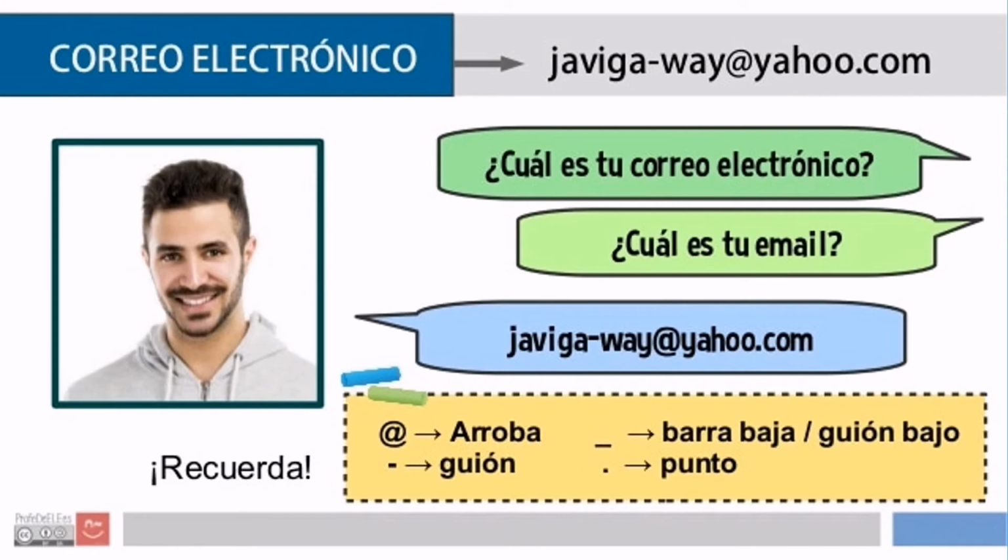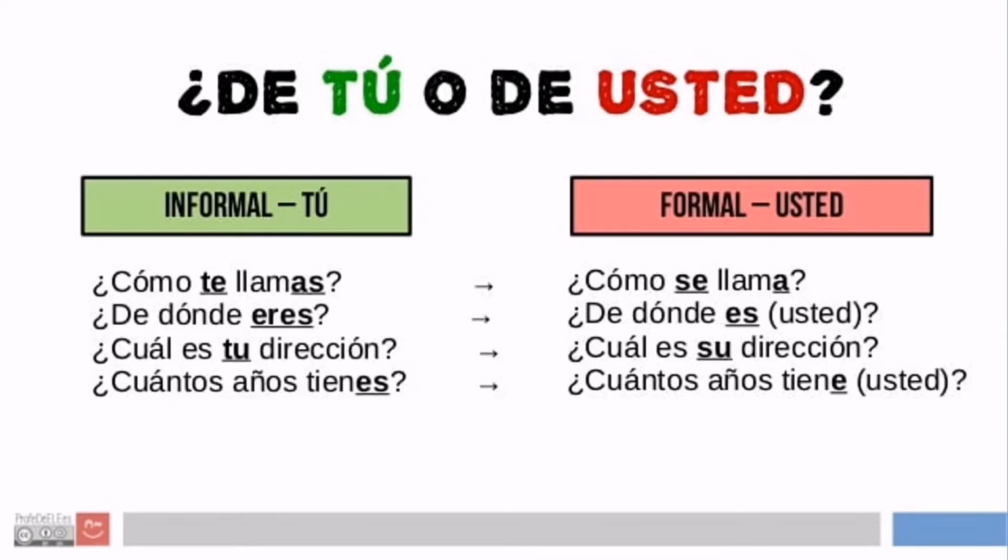javiga-way@yahoo.com. So, in yellow, you have how we actually say the at, it's arroba. The underscore means barra baja o guión bajo. Then we have guión, and then we have punto. So now you can use these to incorporate them in your email, in your correo electrónico, and say it in Spanish.